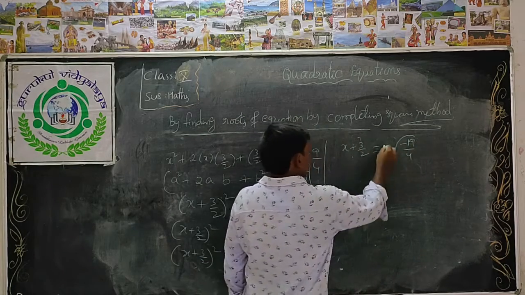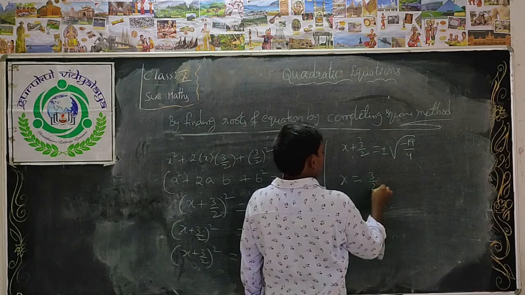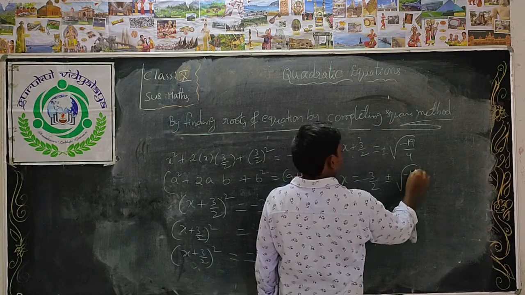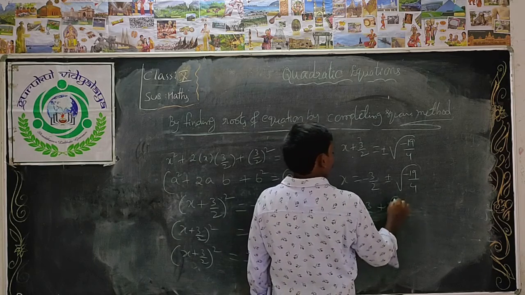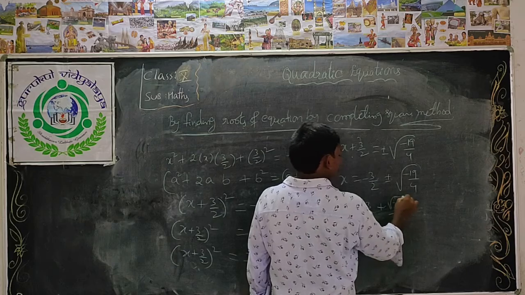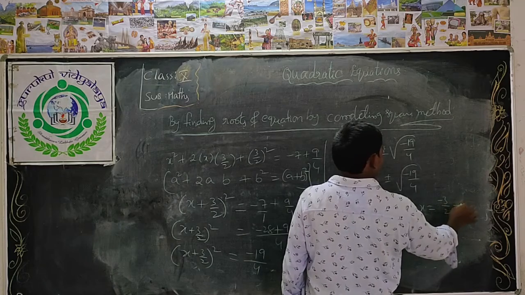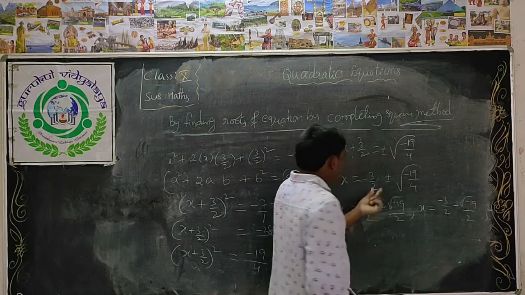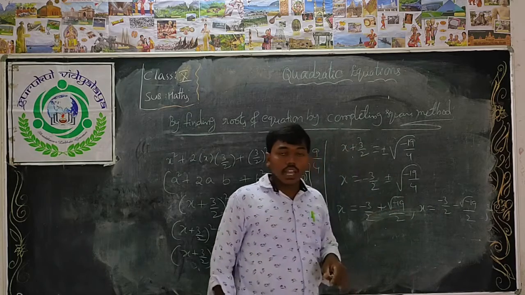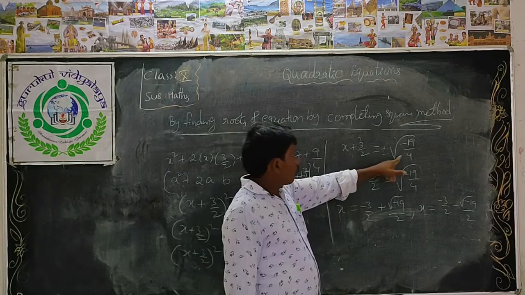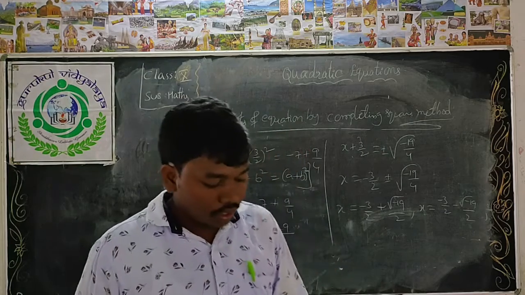Plus 3 by 2 sent to that side. Plus or minus will come before the root. So x equals minus 3 by 2 plus or minus root of minus 19 by 4. Means x equals minus 3 by 2 plus root of minus 19 by 2, since the square root of 4 is 2, and x equals minus 3 by 2 minus root of minus 19 by 2. Plus take one time, minus take another time. A quadratic equation has two roots like this. Before the square root take plus or minus. Okay. Again I will tell another example with clarity.